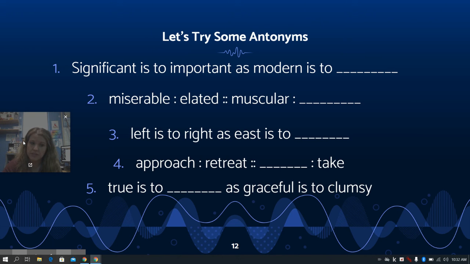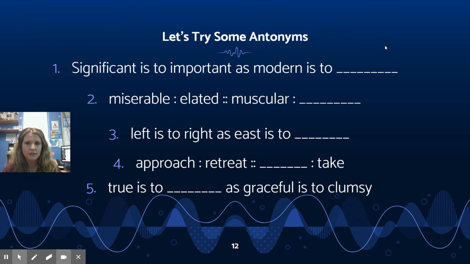So in number 1, I have significant is to, well, that one's a synonym. Significant is to important. Those are synonyms. I messed that one up. Ignore number 1. Modern is to ancient is an antonym, but significant is to important is not correct. So ignore that one.